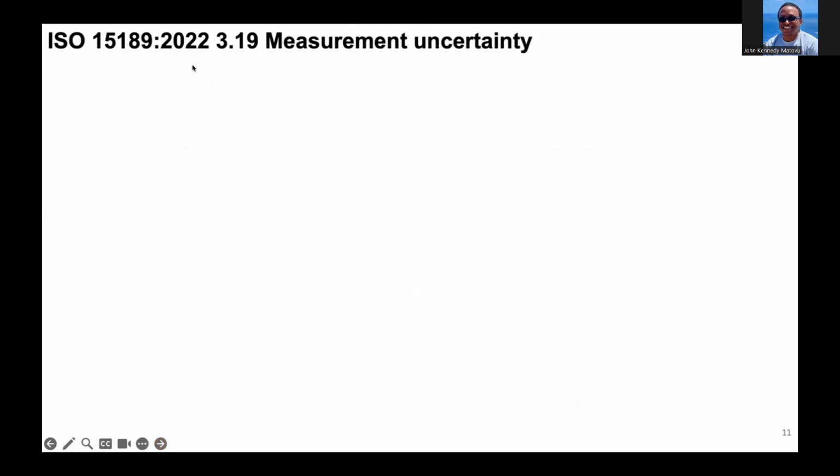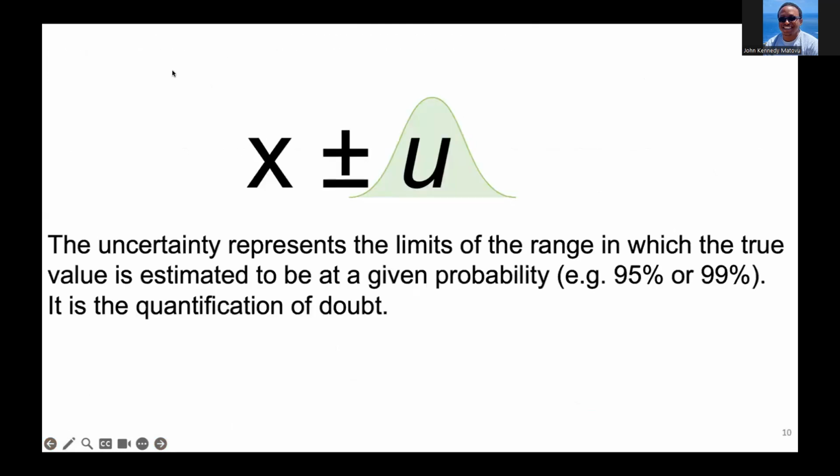So we also talked about the fact that, let me just go back one. The uncertainty represents the limits of the range in which the true value is estimated. So we just talked about that within a given probability, right? So you have to have your confidence limits.